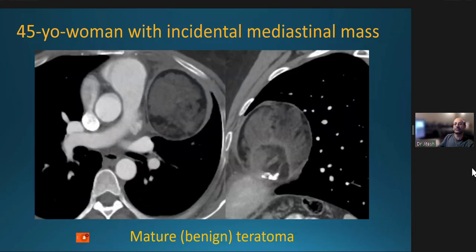Based on this imaging, we have a very discrete tumor containing fat and calcification. This could be a calcification, or this could be a tooth, right? Because these tumors can contain tissues from any of the germ cell layers. So this could be a tooth or calcification. This is a case of a benign mature teratoma.